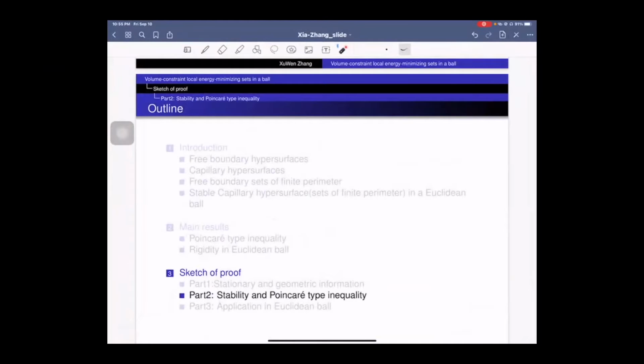In this video, I will talk about the second part of our proof. In the first video, we proved that M has some geometric information by stationarity, and in this video, I prove a Poincare type inequality by stability of M. For example, if M is a C2 capillary surface with a fixed contact angle with omega, then we can prove a Poincare type inequality for such M.